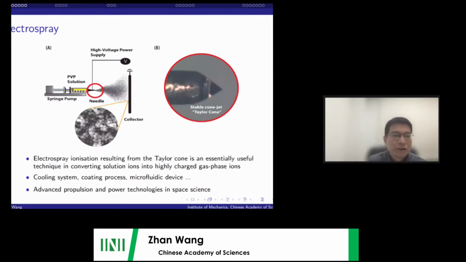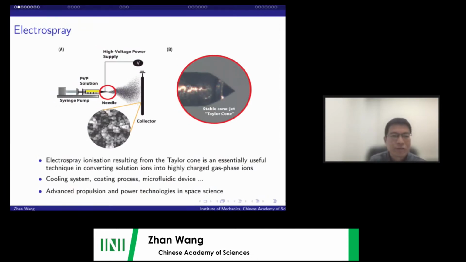The electrohydrodynamic instability and the Taylor cone have a wide range of applications in chemistry and industry, including the cooling system, coating process, and the microfluidic device, to name a few. Electrospray ionization resulting from the Taylor cone is an essentially useful technique in converting solution ions into highly charged gas phase ions. It also plays a vital role in advanced propulsion and power technologies in space science.